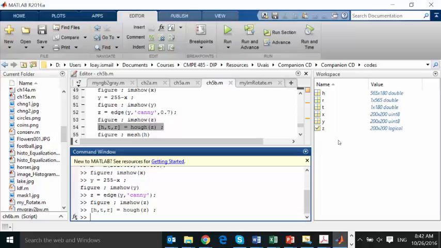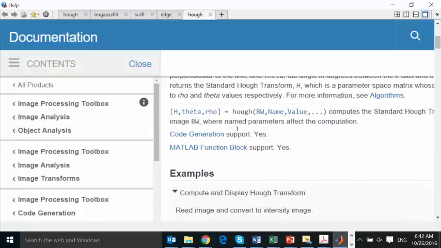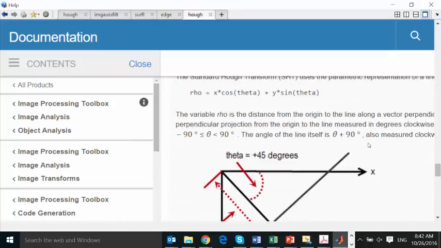Okay? And this information, you can find it in the help documentation of the Hough transform in MATLAB here. So here we go, reference page for Hough. We'll find it at the end here, in the section that is related to the algorithms. So here, first of all, he's saying that the expression that we are using is the same expression that we have talked about. Rho is equal to x multiplied by cosine theta plus y multiplied by sine theta.